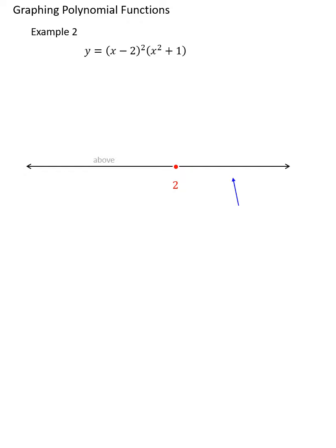Now I'll pick a number from the other side. Random number chosen is 7, for no particular reason, just that it was to the right of 2. If this thing works out to a positive, I'll know my graph is above the x-axis, but if it works out to a negative, I'll know that it's below the x-axis. But the first factor is positive, as is the second. And a positive times a positive is a positive. And so therefore I've concluded that from 2 through infinity, my graph is above the x-axis as well.